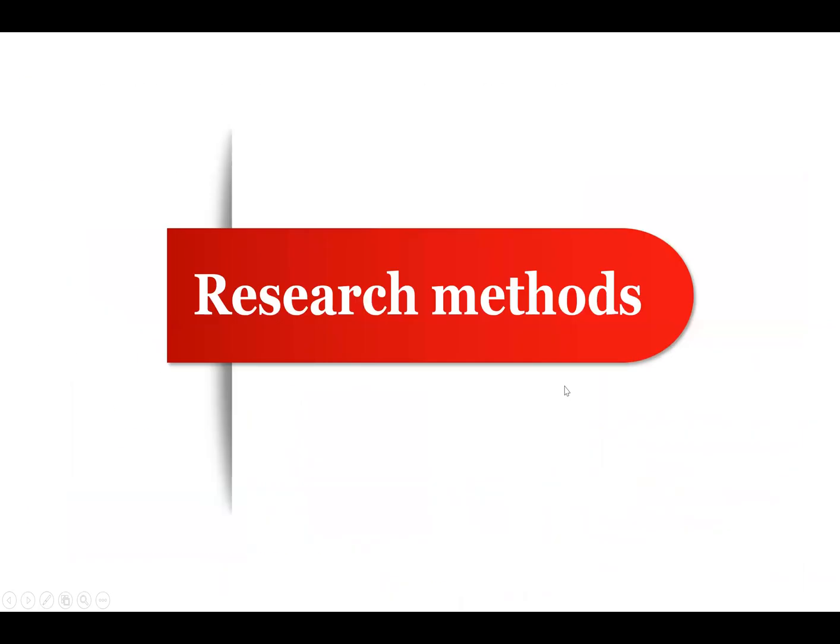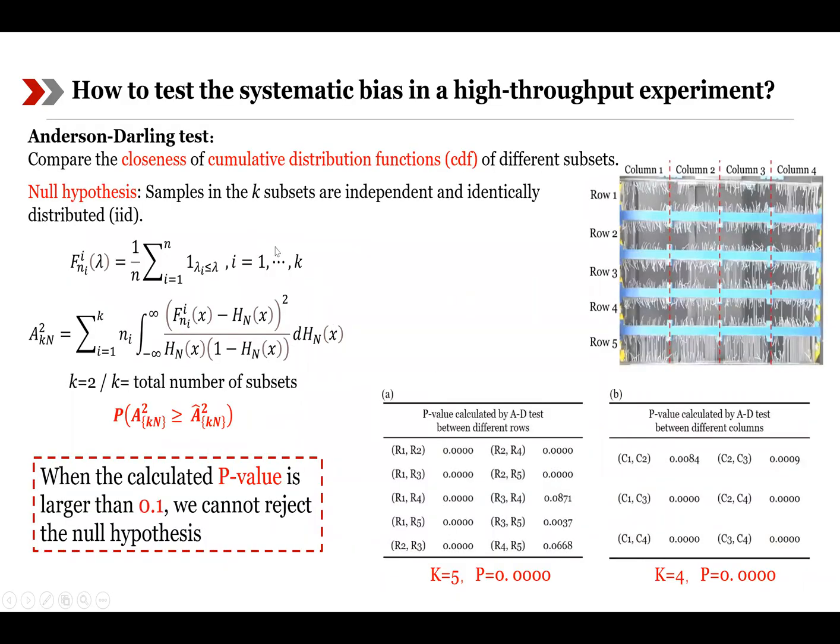Next, we talk about the methods. The first is how to test the systematic bias in a high-throughput experiment. Here we introduce a hypothesis test method called the Anderson-Darling test. This method can compare the closeness of the cumulative distribution functions of different subsets. And the null hypothesis is that samples in the K subsets are independent and identically distributed.